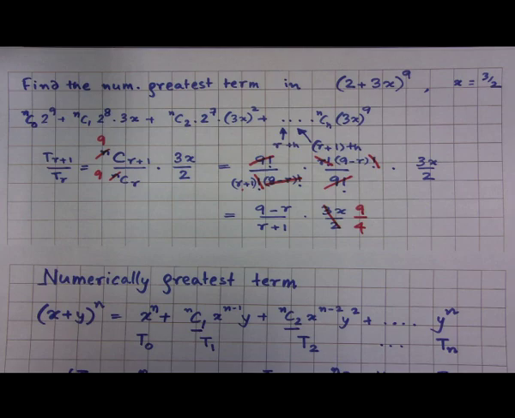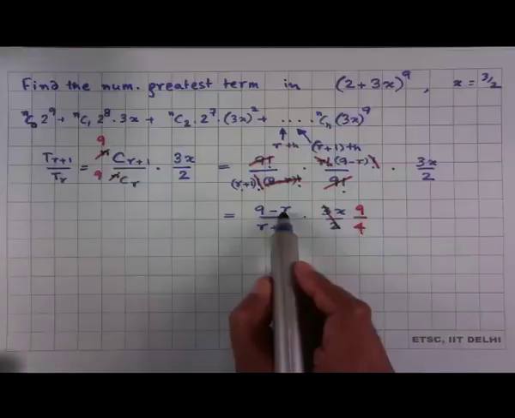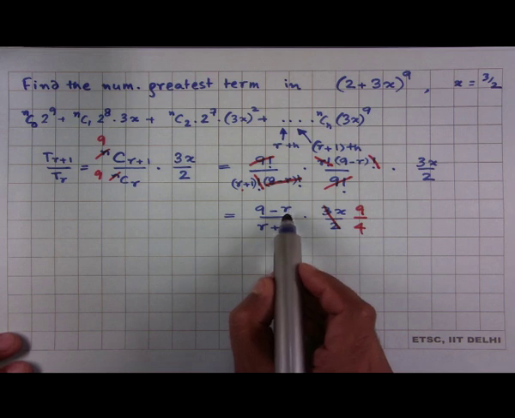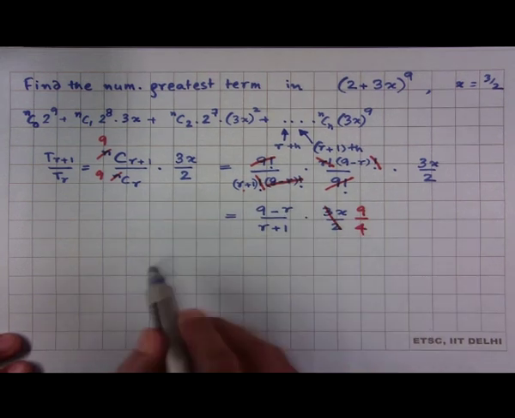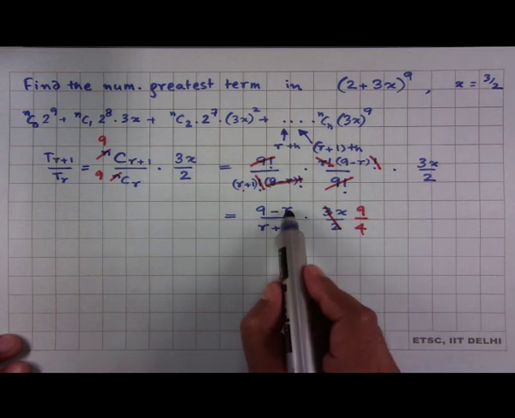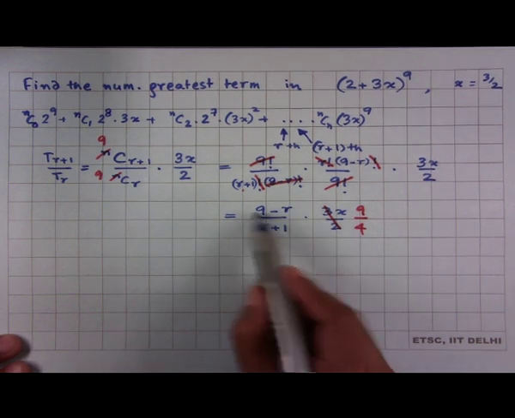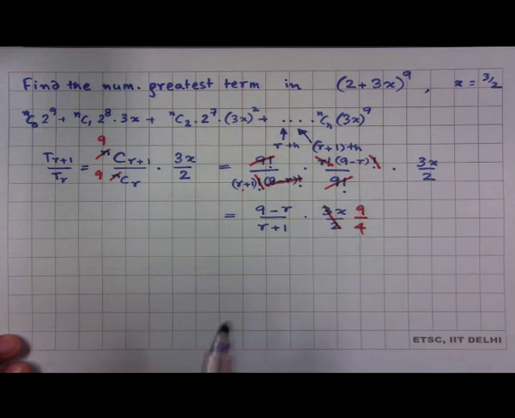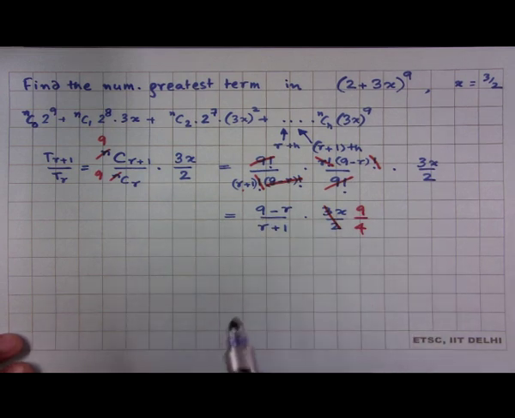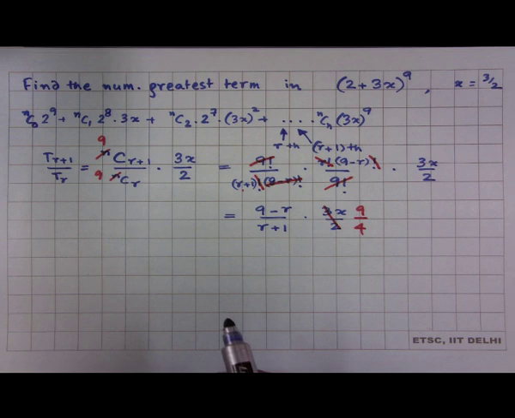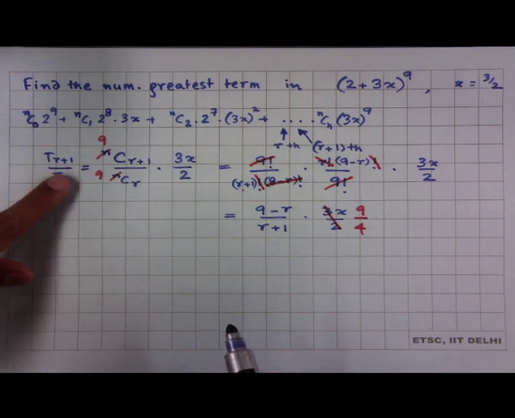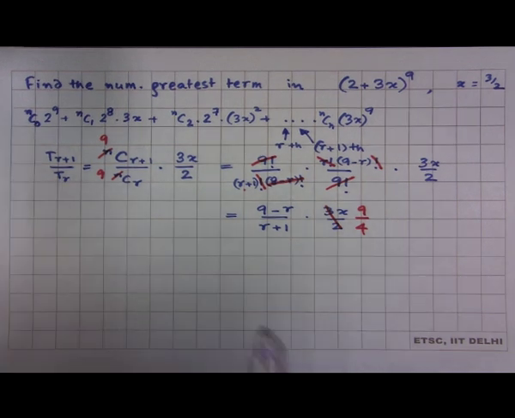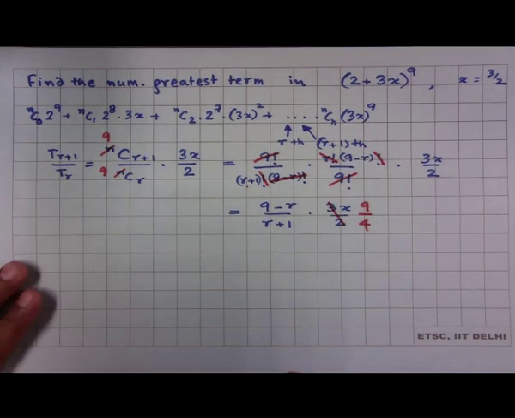All right. Now, take a look at this. When r is equal to 0, what is this ratio, T(r+1) by T(r)? r is 0. So, the numerator is 9, the denominator is 1. So, this is equal to 9. 9 into 9 by 4 is certainly more than 1, which means that the first term is larger than the 0th term.